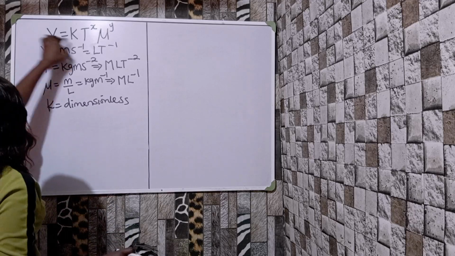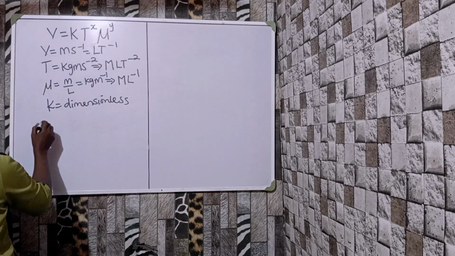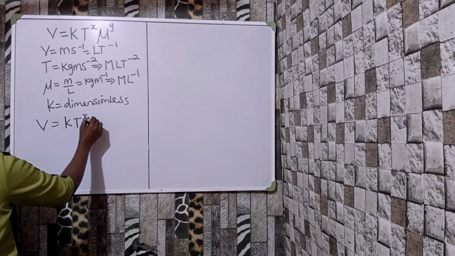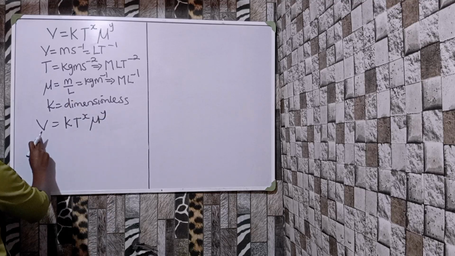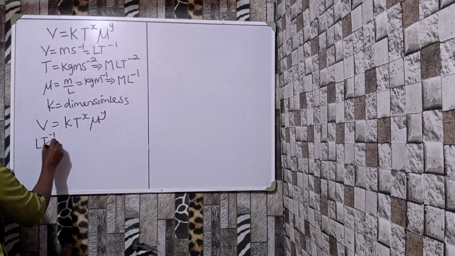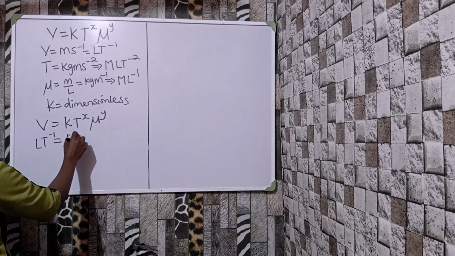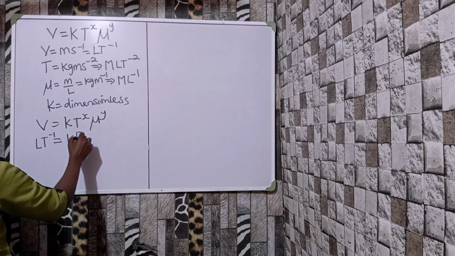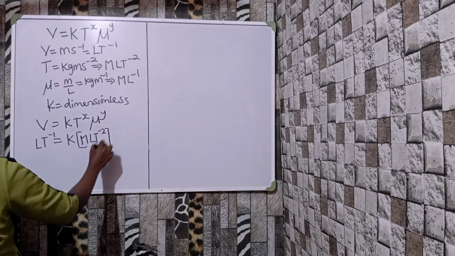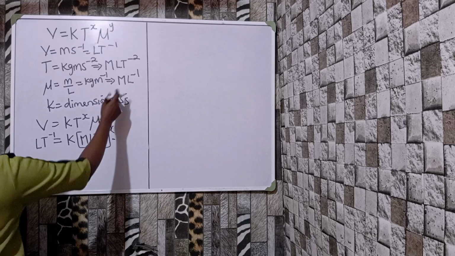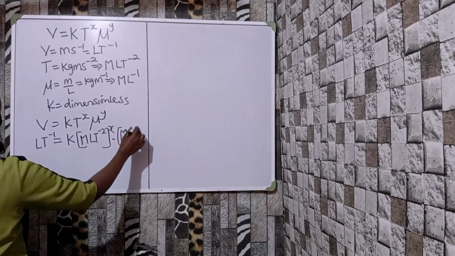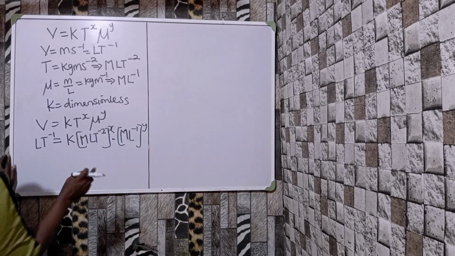So let's substitute it in what we have. Remember that v is equal to k T^x mu^y. So my v is LT^-1, which is equal to k. What is my T, which is tension? MLT^-2, all power x. What is my mu? I have ML^-1, all power y. So let's open the bracket.